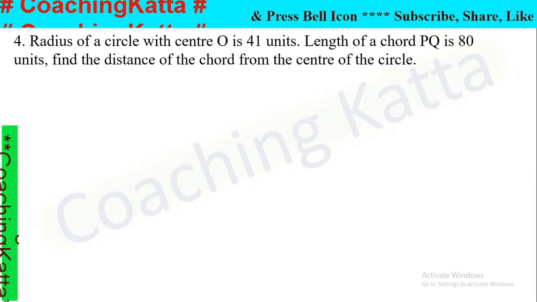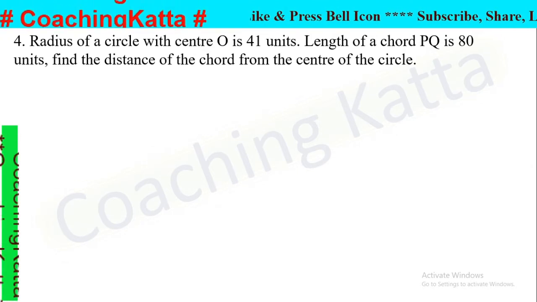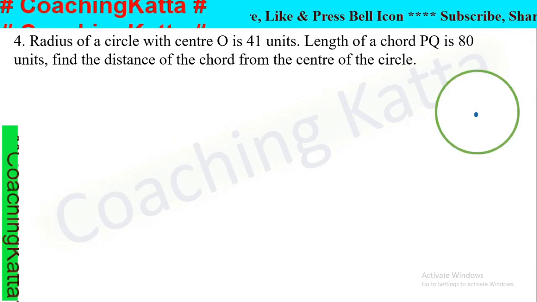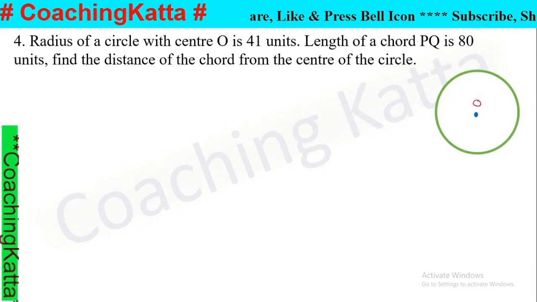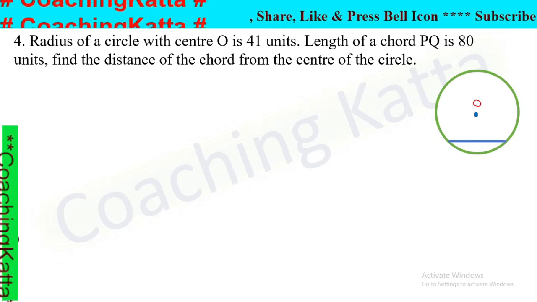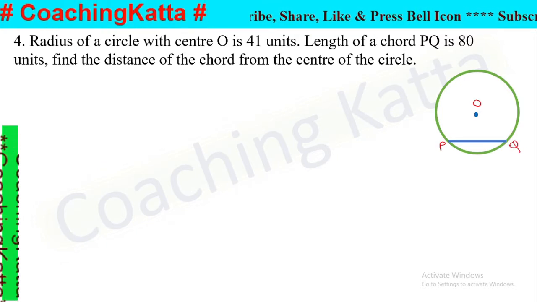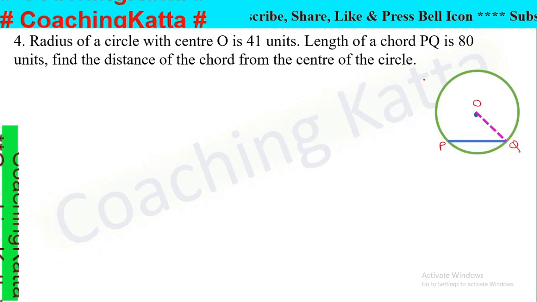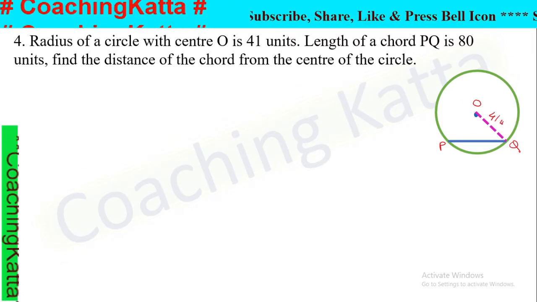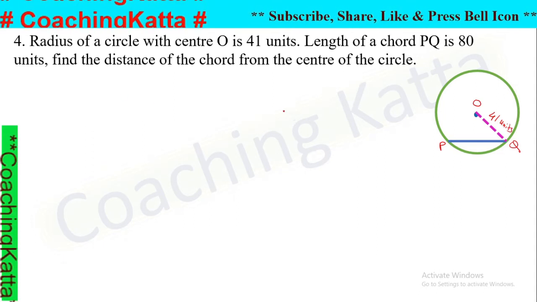Okay, the next example is radius of circle with center O is 41 units. So this is the circle with center O. Then radius is given, length of chord PQ. So this is the chord PQ. And radius is given, it is 41 units. Length of chord PQ equal to 80 centimeter.